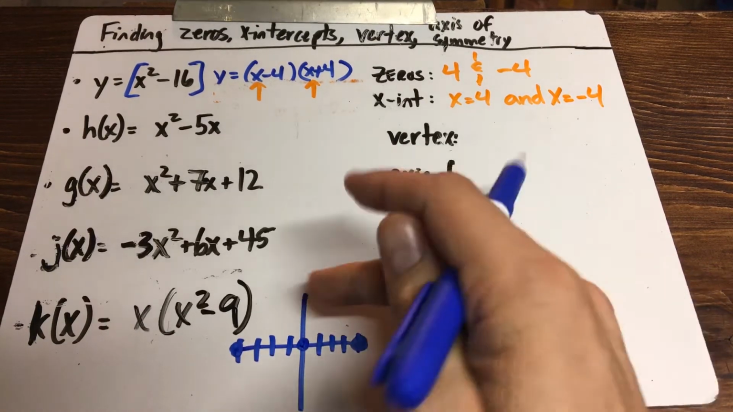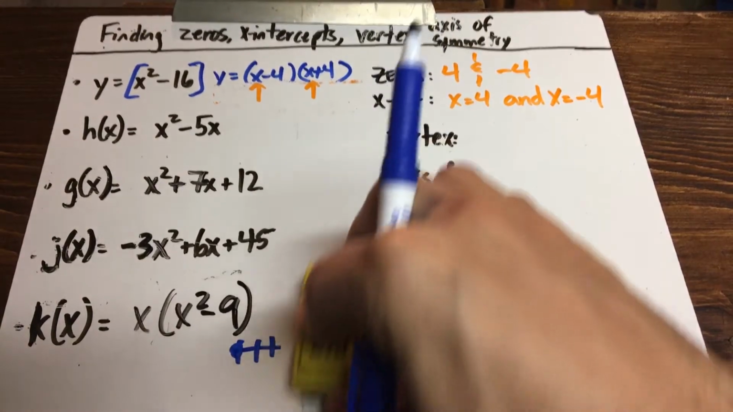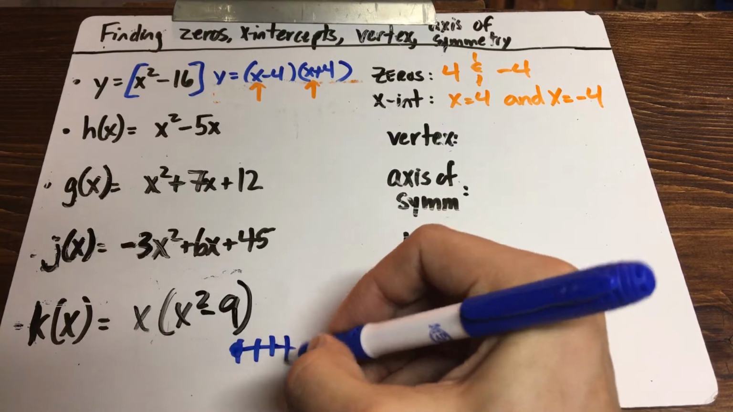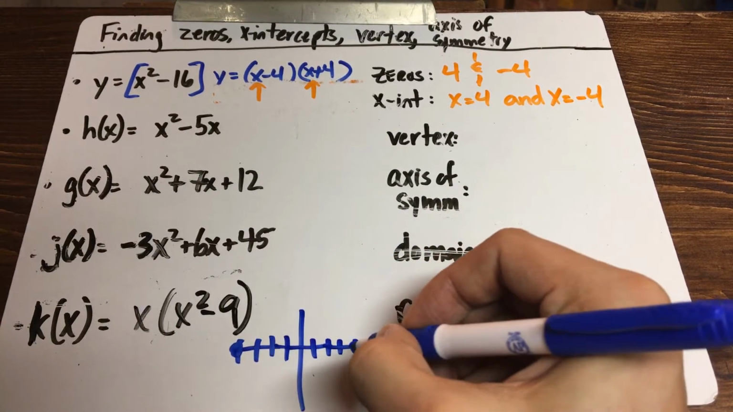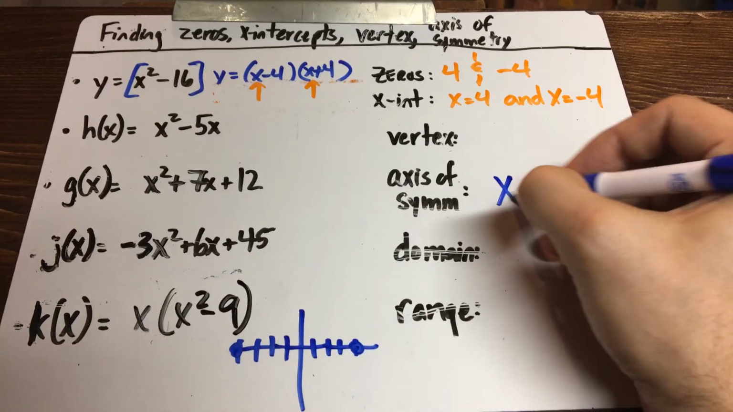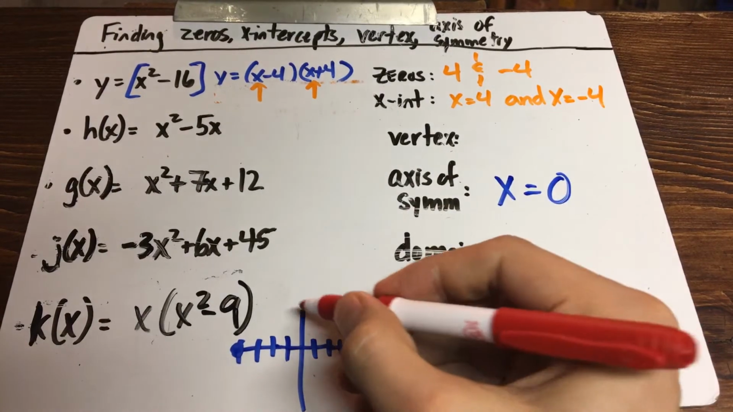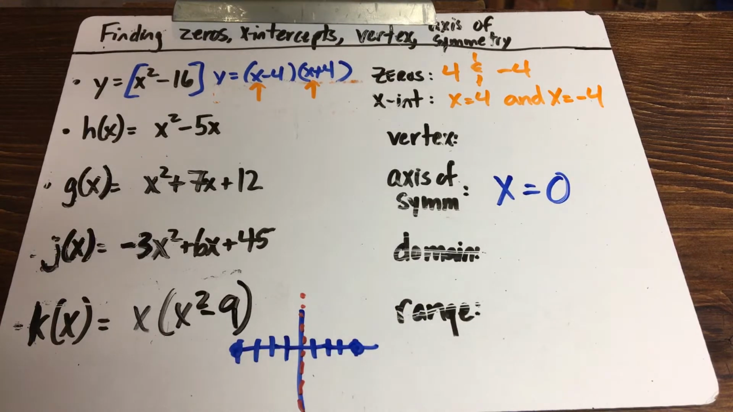0, whoops, that shouldn't be a dot. 0 is halfway in between 4 and -4. They're both 4 places away from 0. Let me fix that since I messed it up. So we have our axis of symmetry at x equals 0, because 0 is the midpoint, halfway between 4 and -4. So I know that my parabola is going to have a midpoint right there through that axis of symmetry.